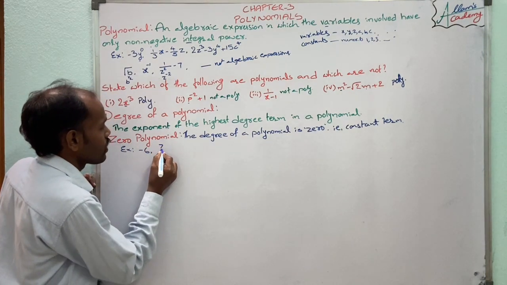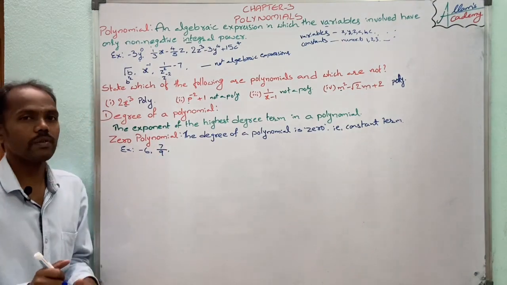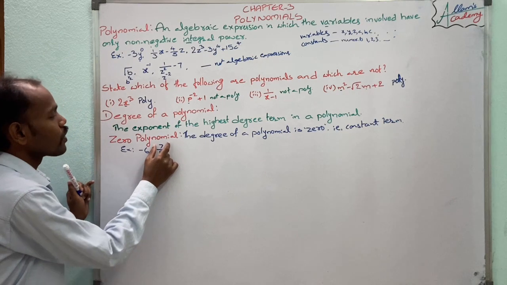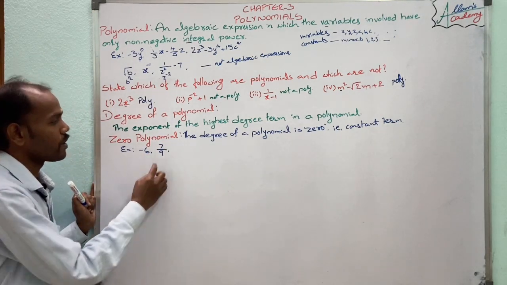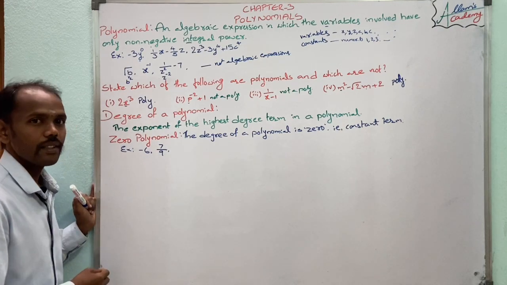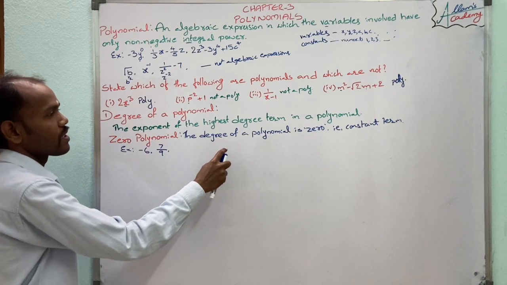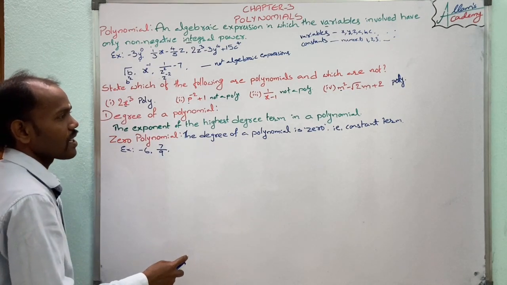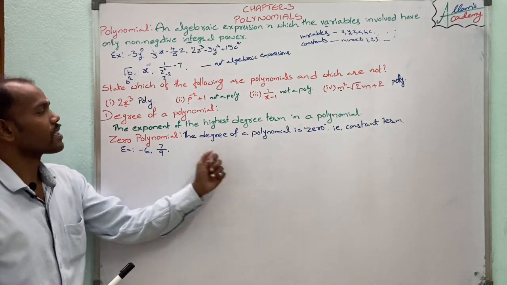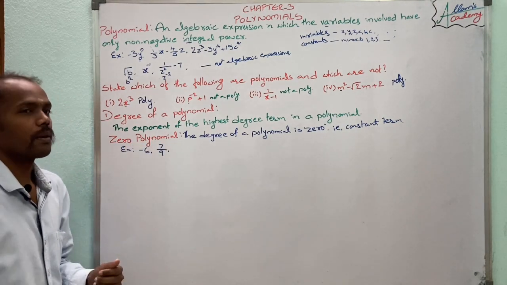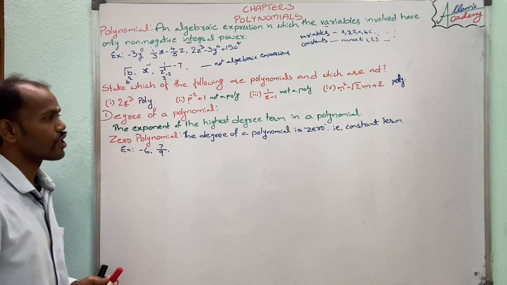So 7 by 9. Now here also observe, in this term there is no variable. That is why it is a 0 degree polynomial. So from this we can say a constant term is nothing but a 0 degree polynomial. The degree of a constant term is 0.